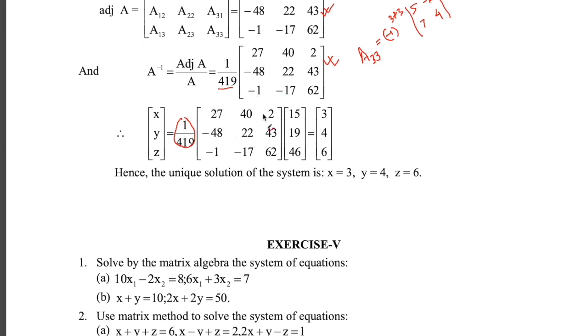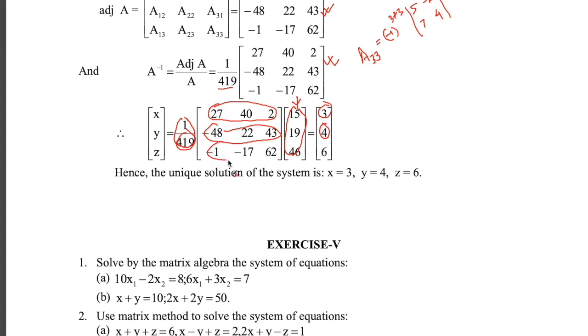You need to finish the multiplication first, and then multiply by 1/49. But if you multiply by 1/49 first, then the calculation will be a bit difficult. So first you need to multiply this row, this column, and the result you obtain from here, you need to divide by 419, then you will get 3. Then second row, this column, the product of this row and this column, you will obtain the result from here, you need to divide by 419, you will get 6.